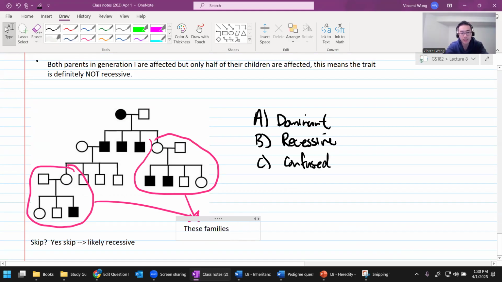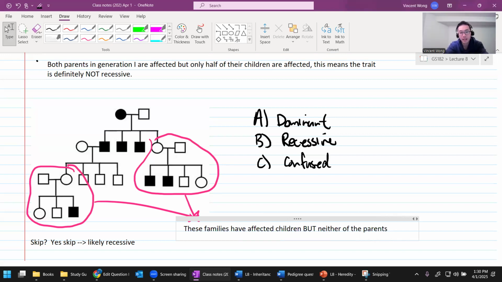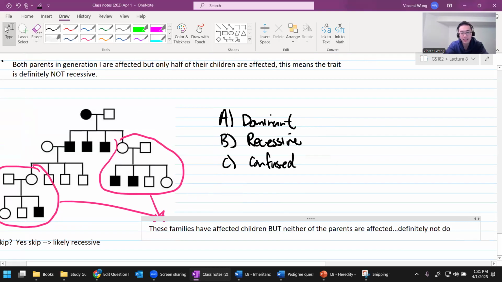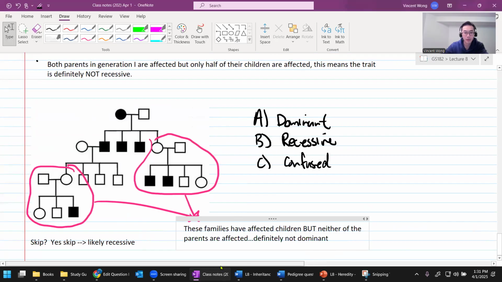these families have affected children, but neither of the parents are affected, right? So what does it mean? Definitely not dominant. Okay, how do I know it's definitely not dominant? Listen, if this guy has a big A, where did the big A come from? Did it come from the mom or dad? It has to be one of them, right?